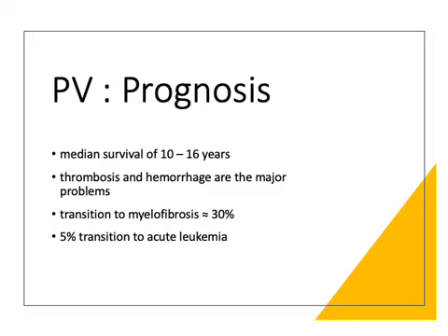The median survival for treated patients with polycythemia is 16 years. Thrombosis and hemorrhage are the major problems. Transition to myelofibrosis occurs as a late manifestation of the disease in 30% of cases, and 5% of them will develop acute leukemia.